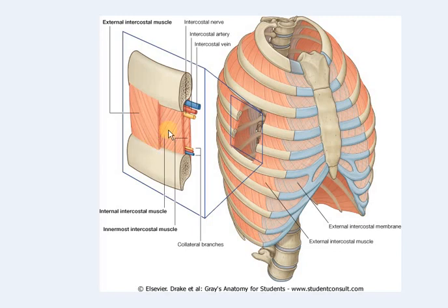Now, what is the attachment of the internal intercostal muscle? This internal intercostal muscle originates from the floor of the costal groove of the rib above, and it inserts at the inner lip of the upper border of the rib below. Whereas the innermost intercostal muscle originates from the ridge above the costal groove of the rib above, and it inserts at the inner lip of the upper border of the rib below.